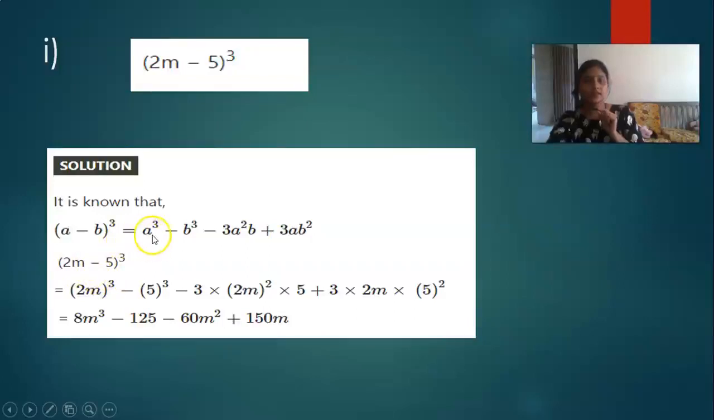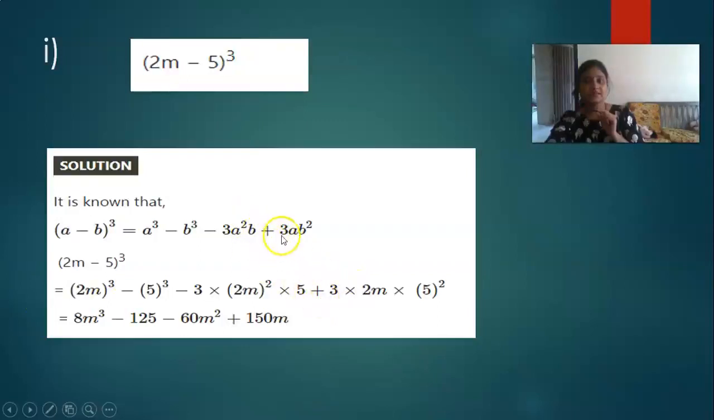What is a cube here? What is our a here? A is 2m and what is b? B is 5. So a cube means (2m) cube, and minus, as it is minus, b cube. Our b is 5, so b cube is 5 cube. Minus, as it is 3 a square, what is our a? A is 2m, so it will be multiplied by (2m) square. Now the next term is b, so multiply by 5, plus 3 times.